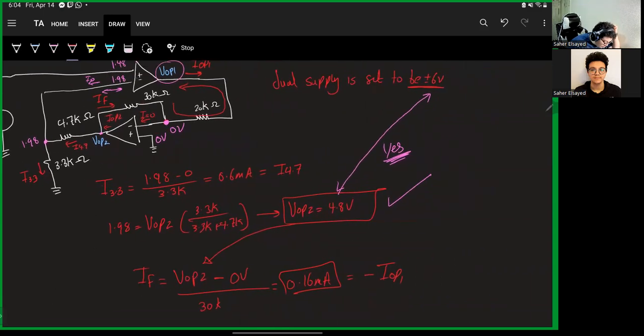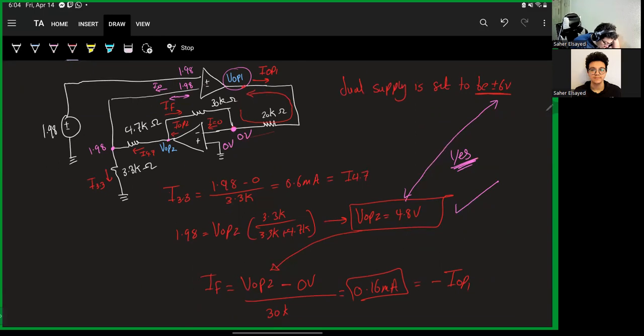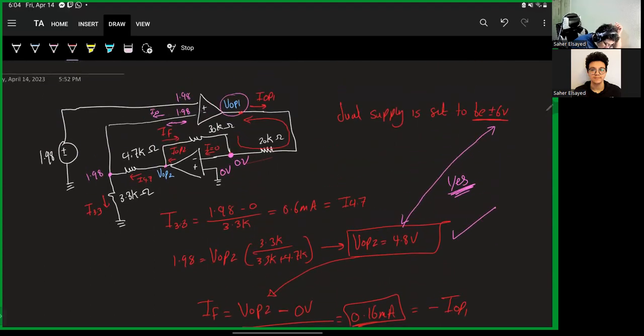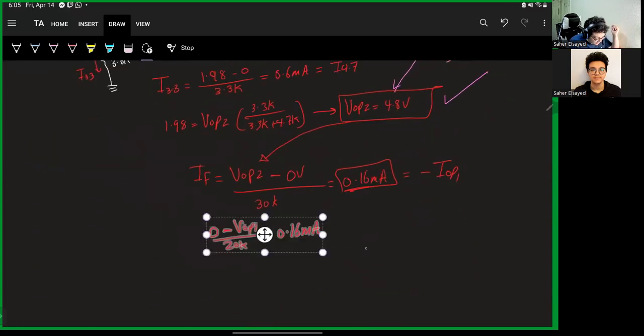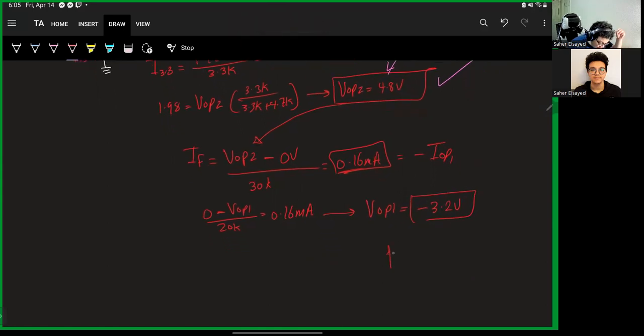Okay, we can also figure out VOB1, right? Because VOB1 is the voltage here, and we know the current going through here. So we know IF, right? IF is 0.16 milliamps. So we can say the current across the 20k, 0 minus VOB1 divided by 20k, is equal to IF, which is 0.16 milliamps. I'm gonna copy this down here, but I was writing it up there so that you can see where it is coming from. Okay, and from here we know VOB1 is equal to negative 3.2 volt. The magnitude of 3.2 is less than the magnitude of 6, yes.